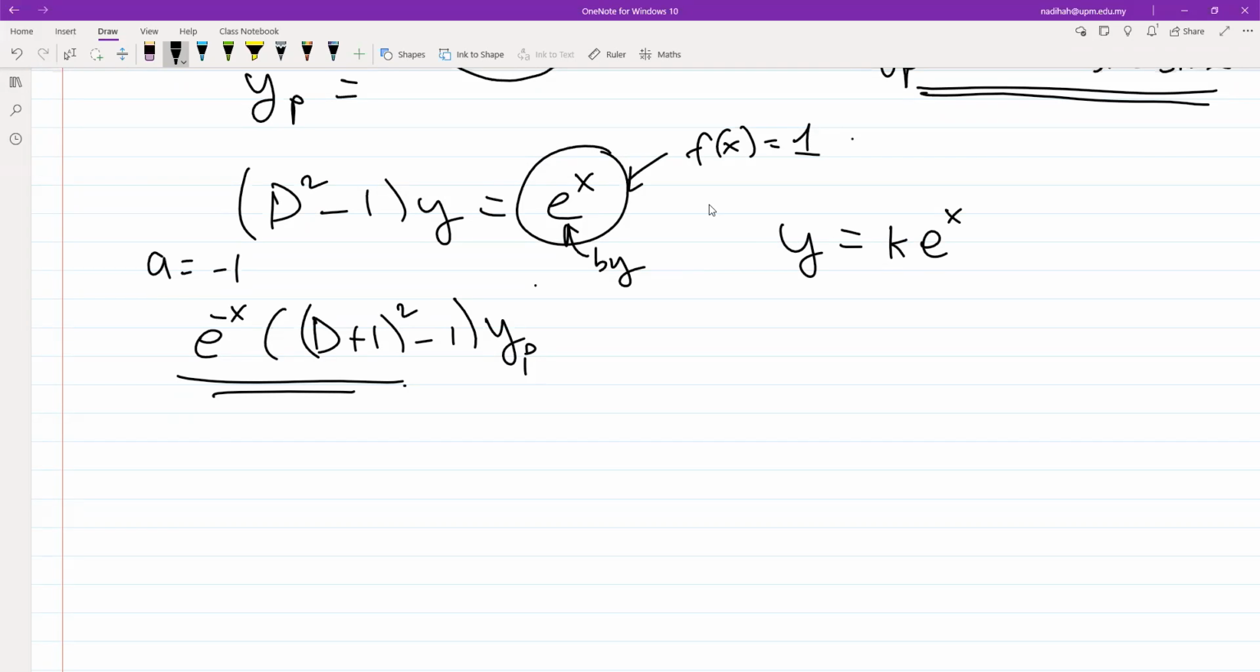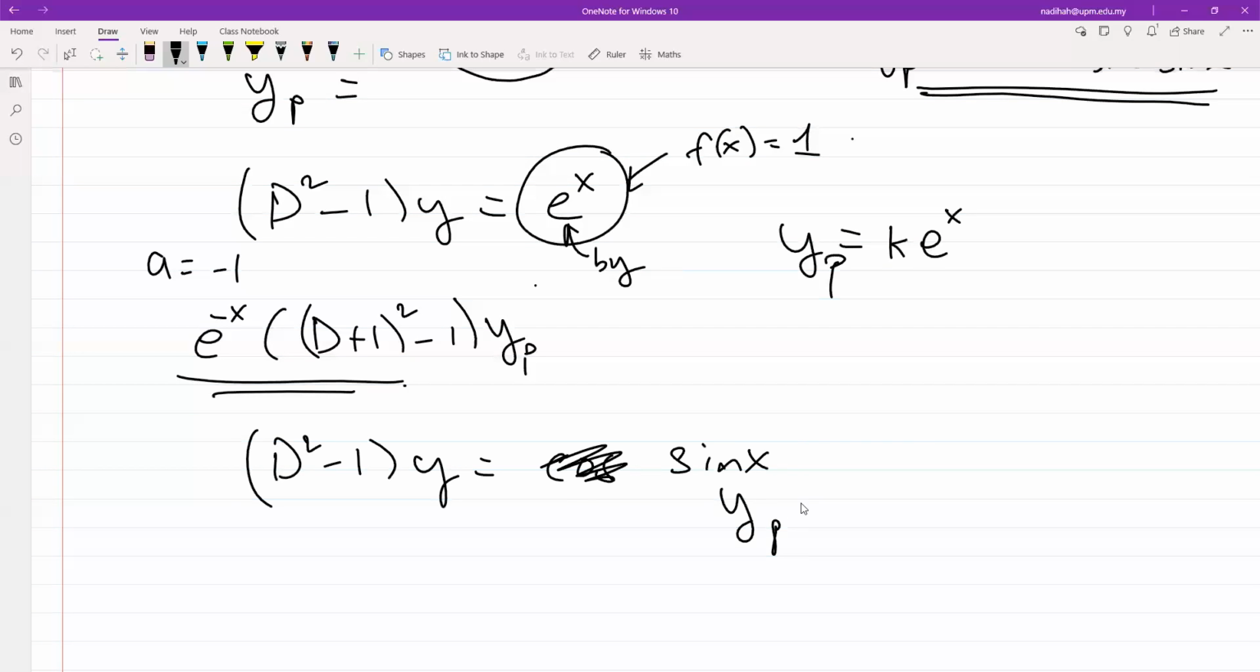Okey, contoh satu lagi, kalau saya ada d squared minus 1 of y equals to cosine, let's say sine x. Sine dia ada pasangan dia. So kalau saya kata this is yp, pasangan dia mesti ada a sin x plus b cosine x.